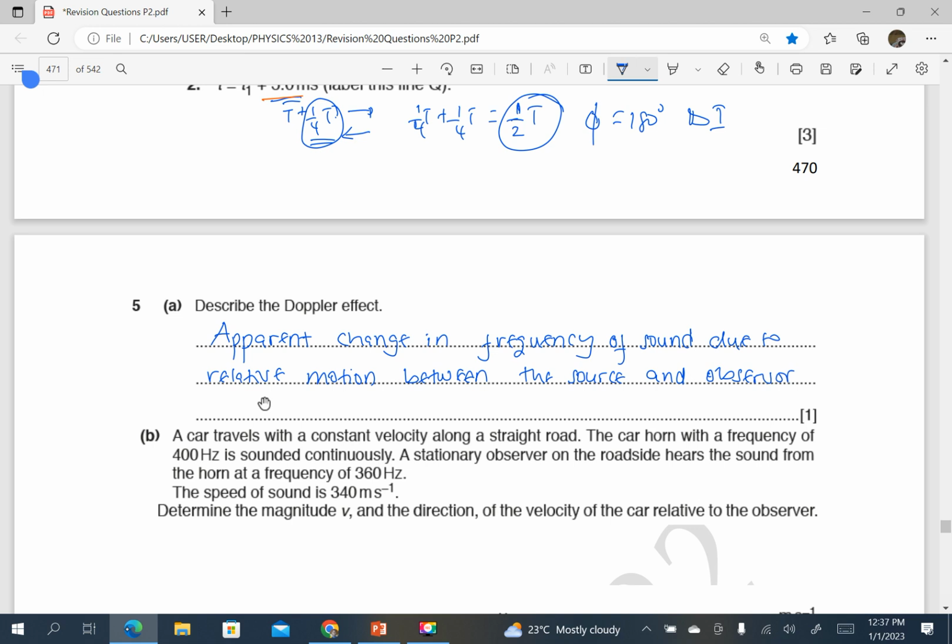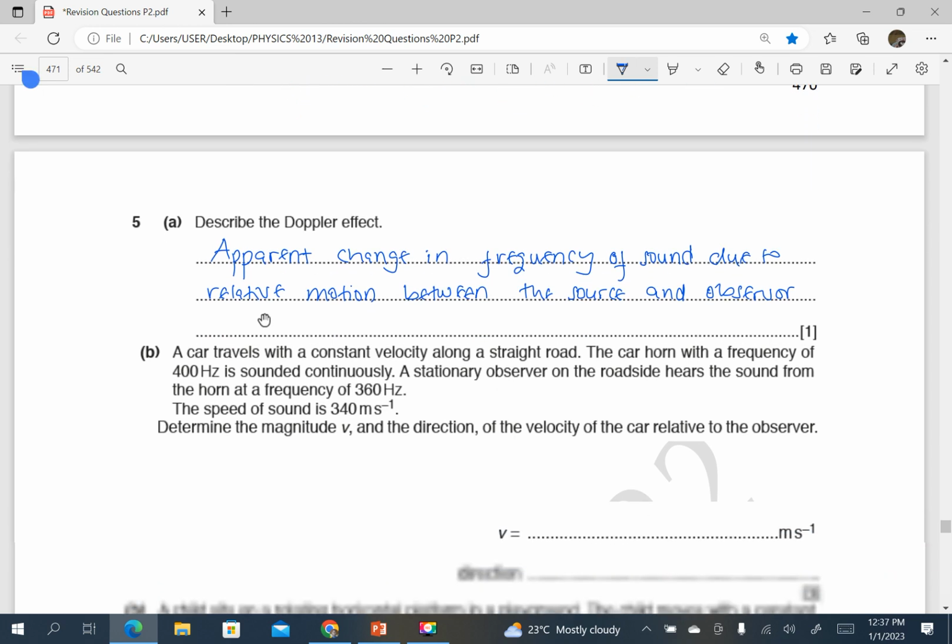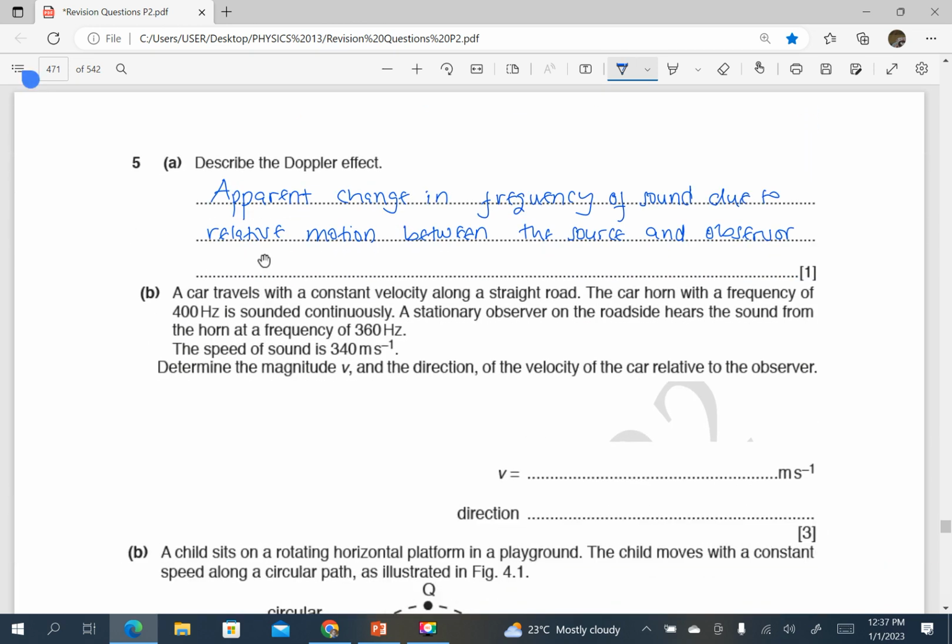When the source moves towards the observer, the observer gets an impression that the frequency is higher. And when the source moves away from the observer, he gets an impression that the frequency is lower.